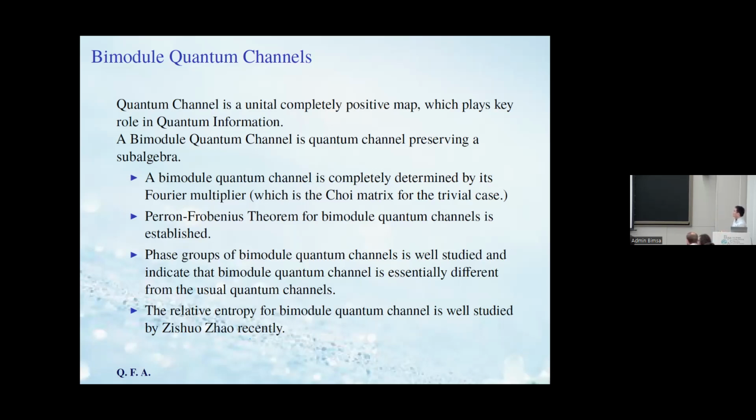So a bimodule quantum channel is completely determined by its Fourier multiplier. In the usual formulation, this actually is called the Choi matrix. Okay, that means the subalgebra is trivial. For the general case, we have to use the surface theory. Here, actually, if we use quantum Fourier analysis, then this will be interpreted as a Fourier multiplier. And we establish the Perron-Frobenius theory for this one. And we also can study the phase group of the bimodule quantum channel. And by our study, this indicates that this is essentially different from the usual quantum channels because the quantum symmetry is involved.